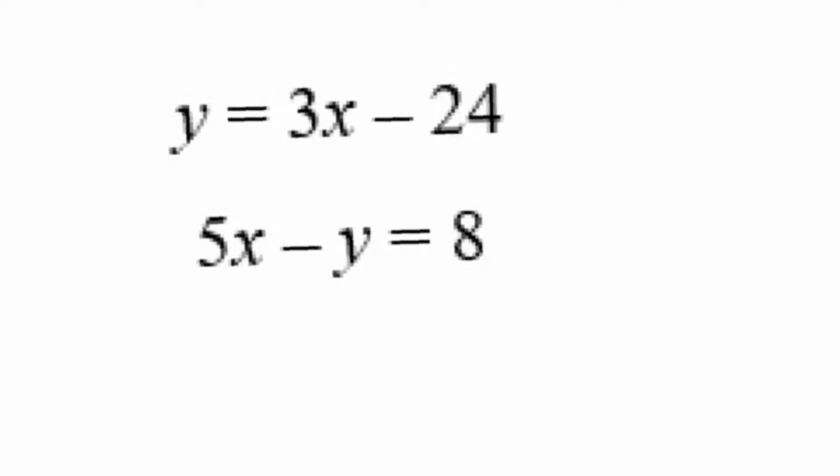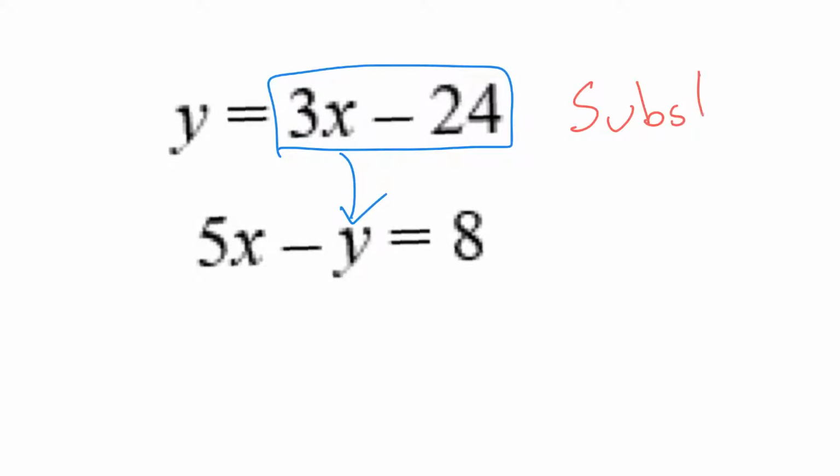Let's look at the next one here. y equals 3x minus 24, and 5x minus y equals 8. We have the y by itself up here, y equals 3x minus 24. So we can take all of this expression and substitute it into the y in the other equation. So you can use substitution for this system.